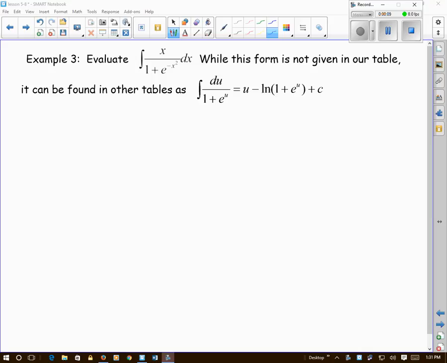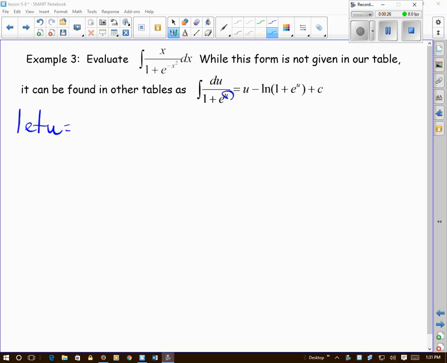So, here with this example, we're using something that would be found in a table, but it's not found in the table in our book. So we've just given the formula here, and we see that we need to do a substitution. We've got this e to the u here.